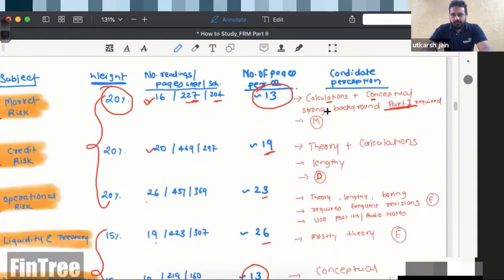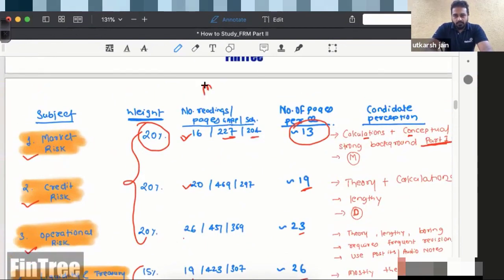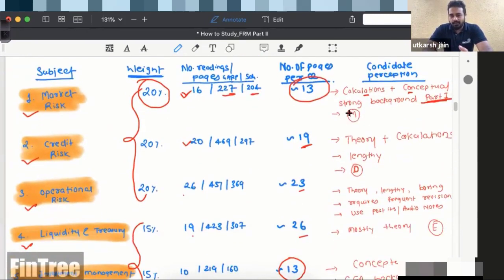In terms of level of difficulty, I've classified them into easy, moderate, and difficult. So most of the candidates would put market risk in the moderate category. It's not too difficult, but it's also not something that you get through easily. You have to put in some effort to acquire the concepts.